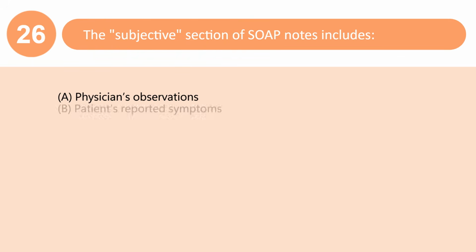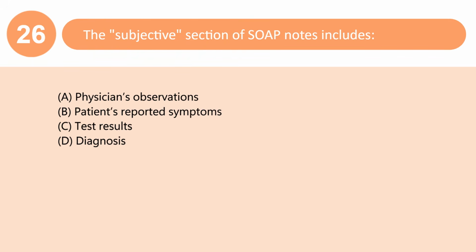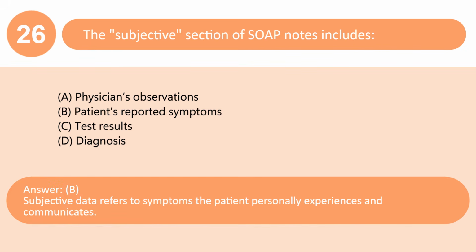The subjective section of SOAP notes includes A. Physician's observations, B. Patient's reported symptoms, C. Test results, D. Diagnosis. Answer: B. Subjective data refers to symptoms the patient personally experiences and communicates.